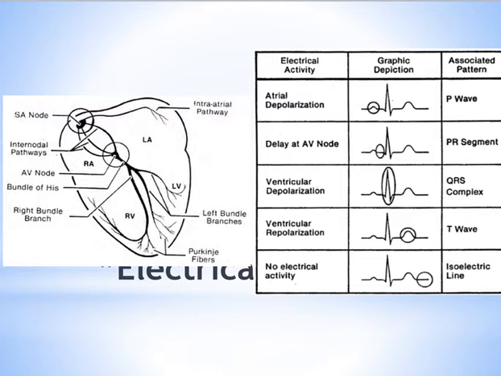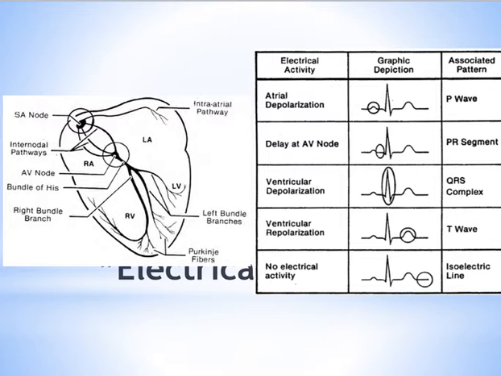The PR interval is the time required for atrial depolarization, as well as the impulse through the AV node, the bundle of His, and travel time for the Purkinje fibers. Okay? Then we've got the QRS. The QRS represents the time required for depolarization of both ventricles. And then lastly, the T wave represents ventricular repolarization.